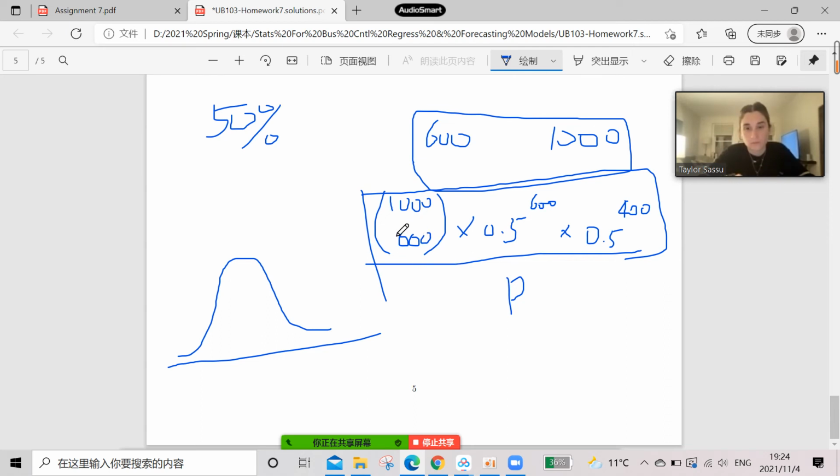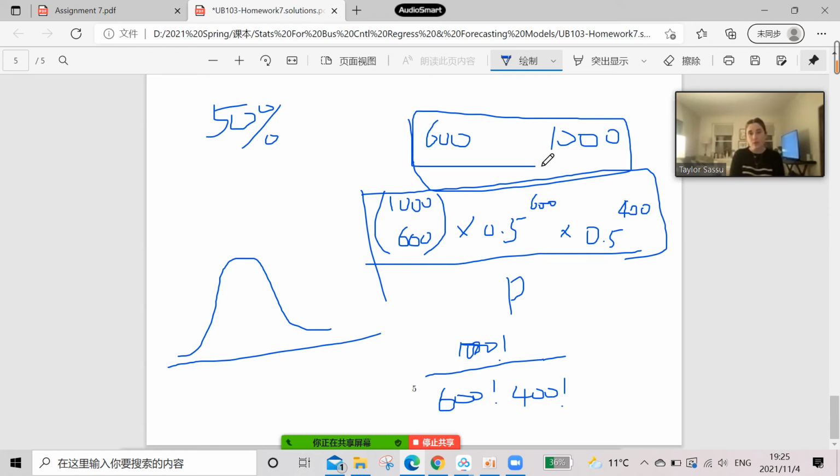What's that, by the way? 1000 choose 600 is 1000 factorial divided by 600 factorial times 400 factorial. You can look that up. This formula is in the slides in the first few weeks. This is not doing 1000 factorials. You're going 1000 times 999 times 998 all the way to 1. It's very complicated to do. So what we're gonna do is we use a z-score test to approximate that. You get a very similar p-value.